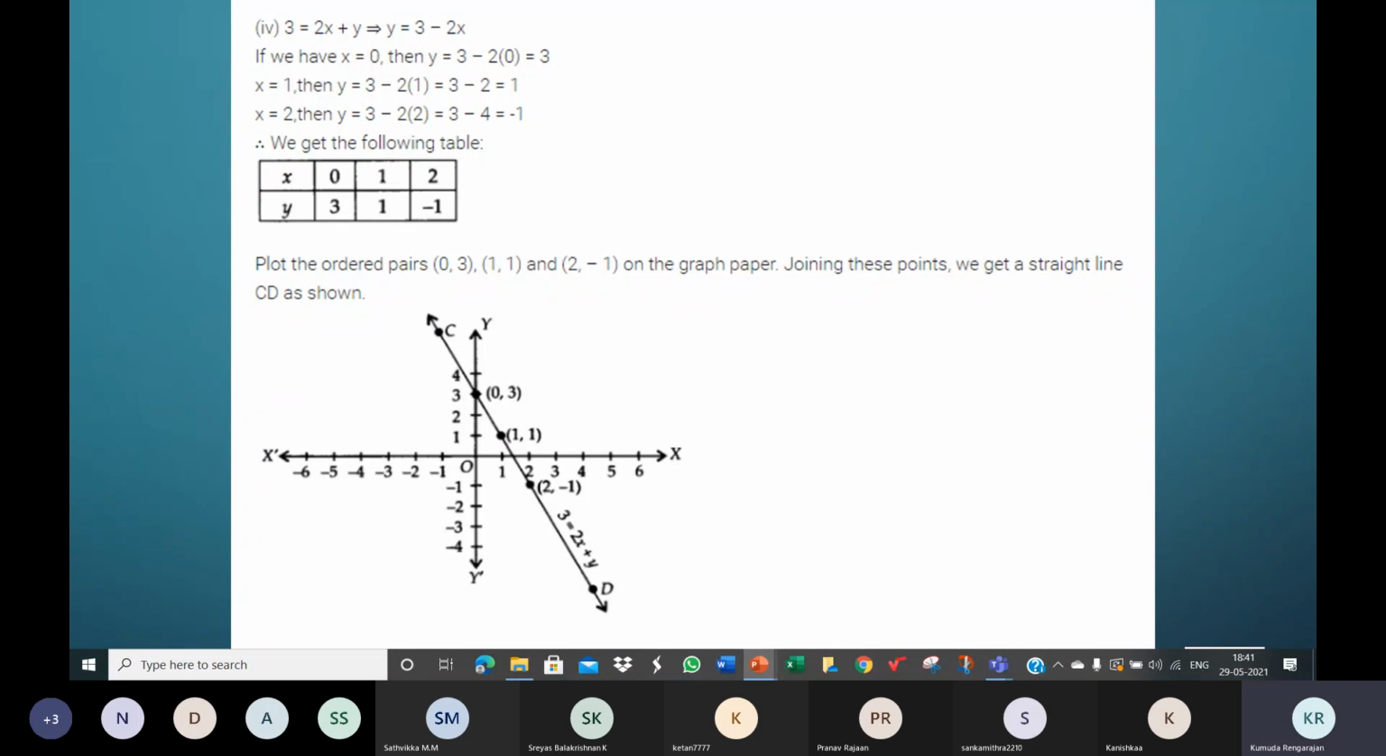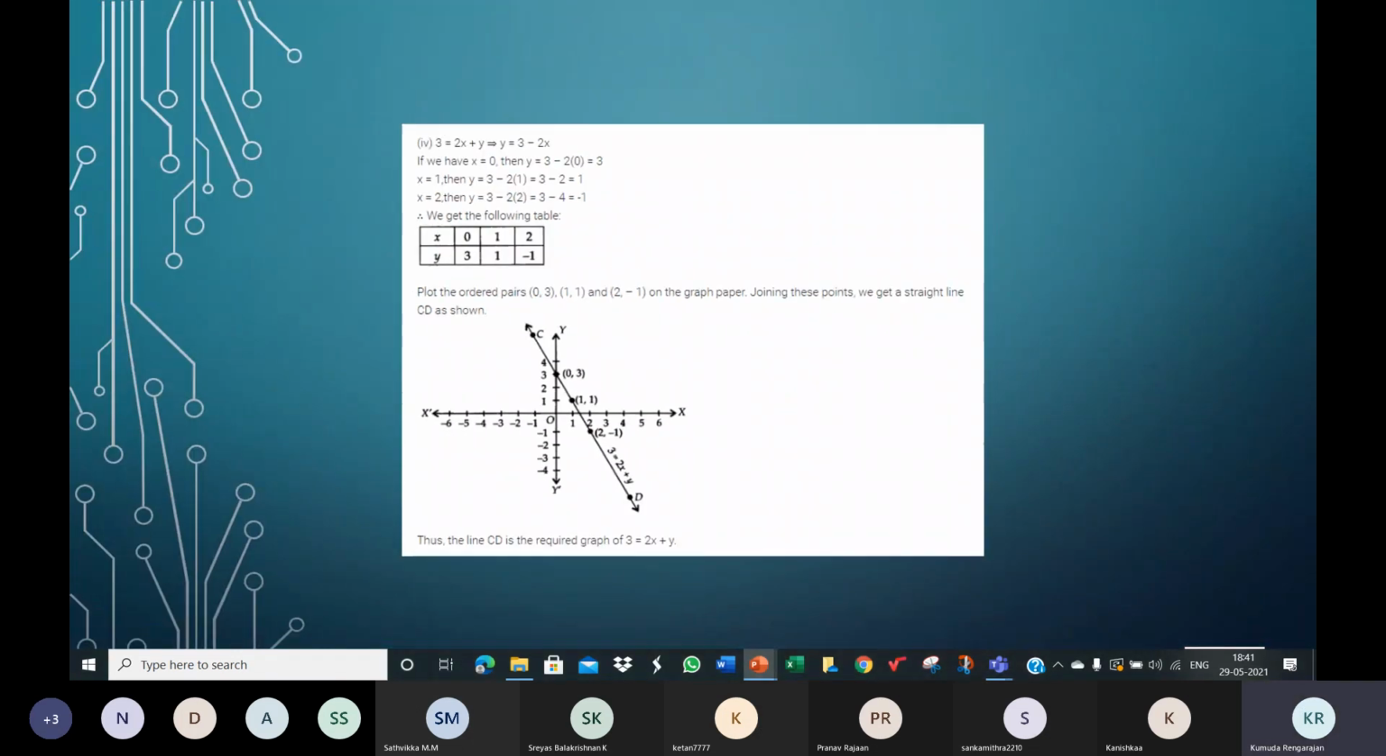This is the other one, the last one. We'll share the material, children. Please finish all this.